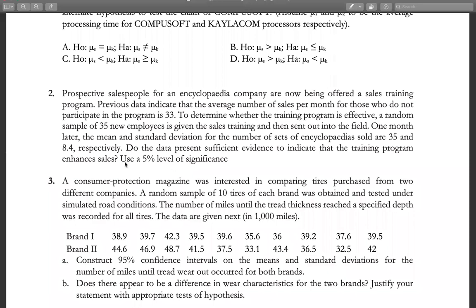Now, at this stage we are not interested in how to solve, we are not there yet. All I'm interested in is how we can formulate this hypothesis. Now, we want to find out whether the training program has enhanced sales. Okay, Maureen, what does it mean to say that the training program has enhanced sales? If sales has been enhanced, what do you expect to see in this question?